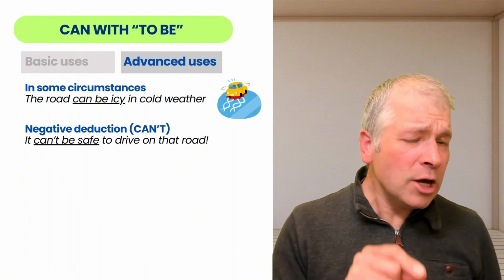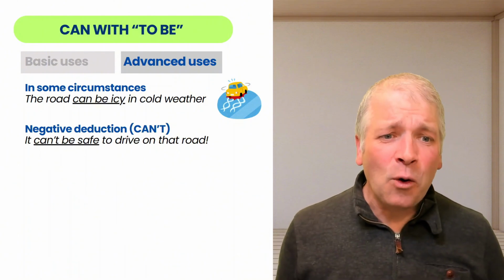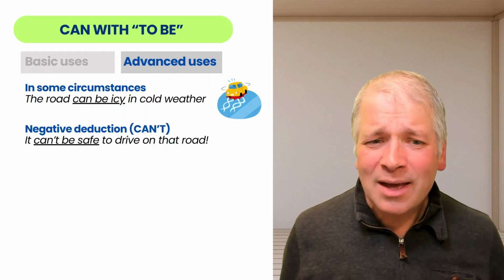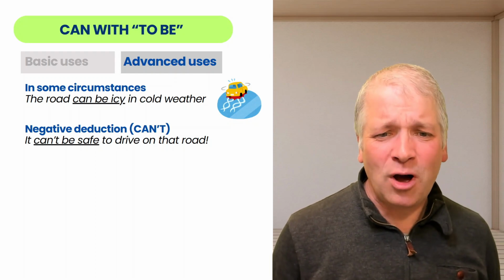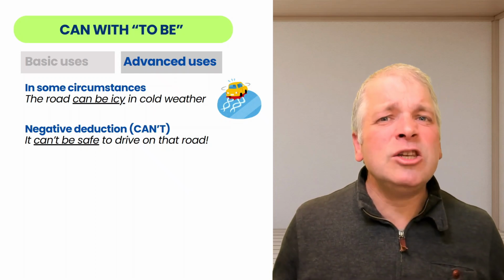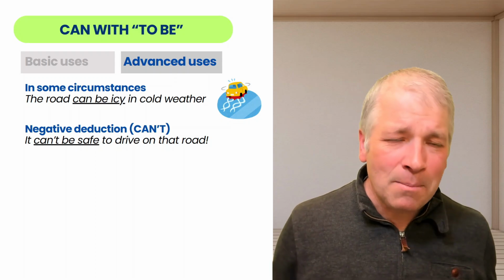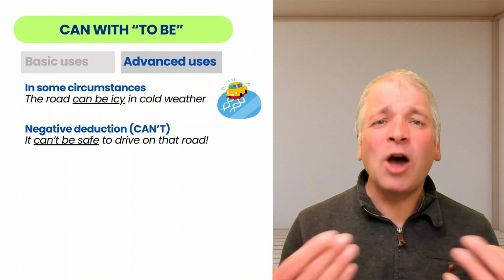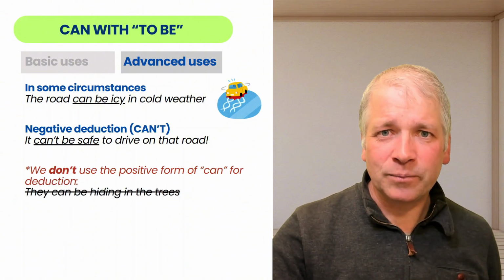We can also use can with to be for negative deduction, often in the place of must. It can't be safe to drive on that road, which really means I believe it is not safe. It must not be safe to drive on that road, but we often use can't for this particular reason.